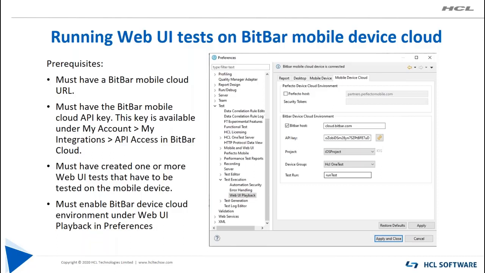Upon configuring the API key, the projects associated with your Bitbar will be listed in the drop-down under project. The project will be associated with a device group, where you added a collection of devices on which you plan to test your application. So that is called a device group.